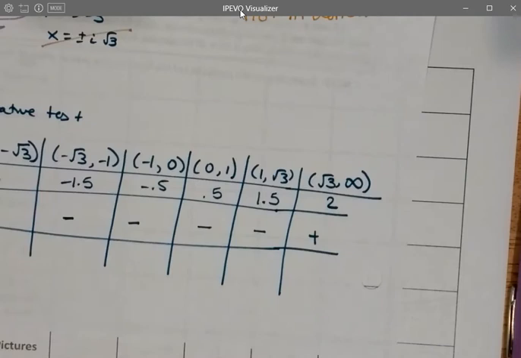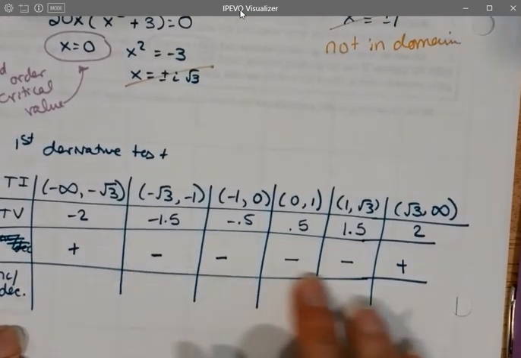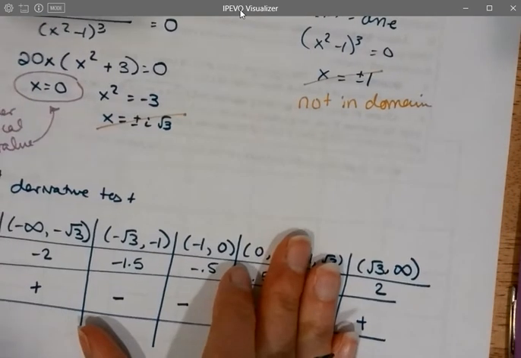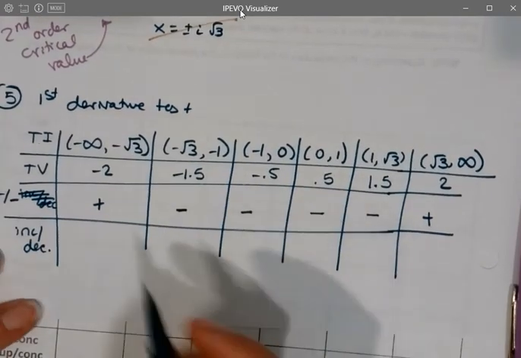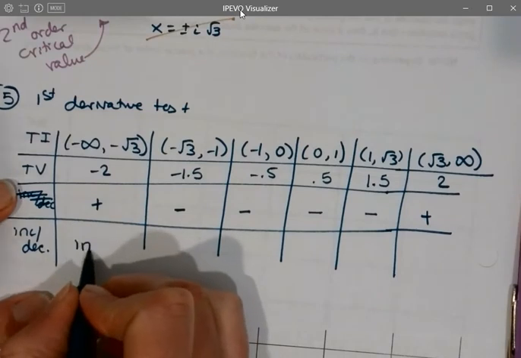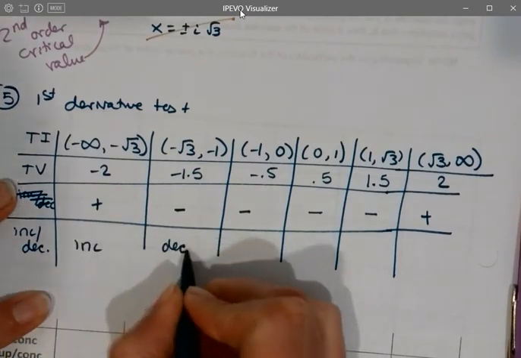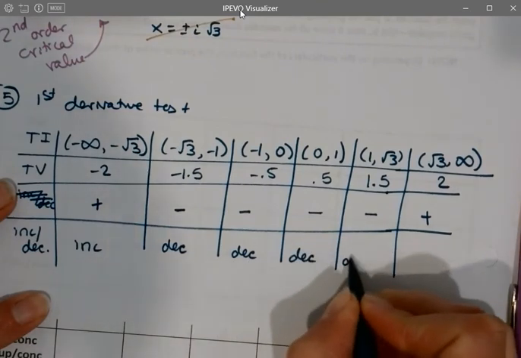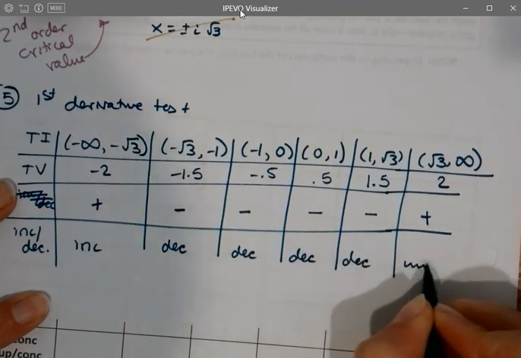Alright, so if I look at my table now, I had a whole bunch of negatives in here. So let's discuss these for a second. First, I'll fill in the increase, decrease. So I've got increasing, decreasing, decreasing, decreasing, decreasing, increasing.